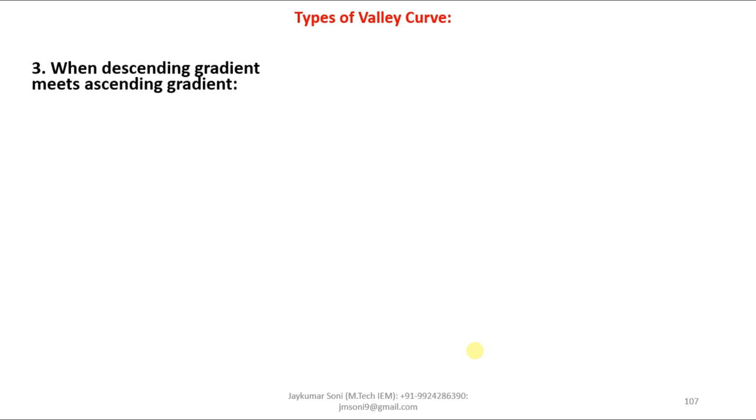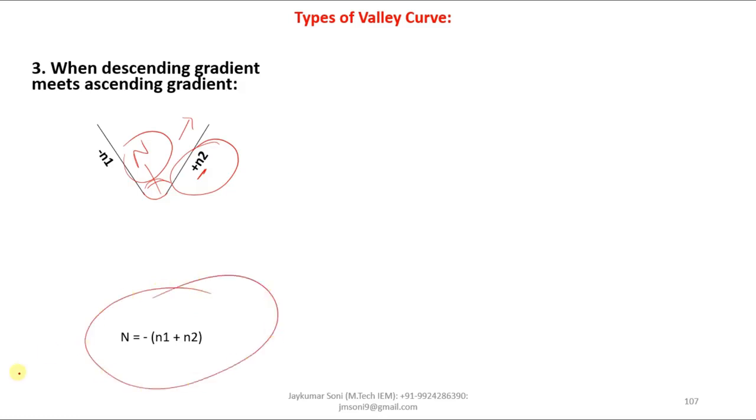Now the third kind of valley curve is when the descending gradient meets an ascending gradient. Let us take this is a descending gradient, and if this kind of gradient meets this kind of ascending gradient, we can see that this is in the ascending direction, so we have taken the sign of plus, and if it is provided like this, so this particular deviation angle will be calculated with the help of this equation, which is n1 plus n2. The sign which will be provided outside the bracket will be minus. So the equation when the descending gradient meets ascending gradient will be minus in bracket n1 plus n2.